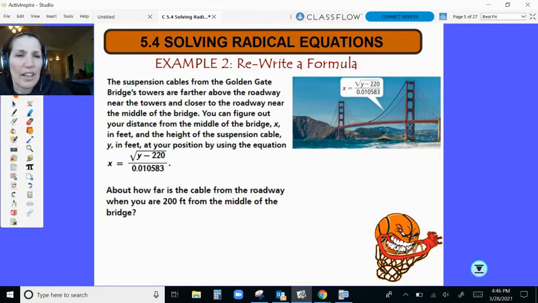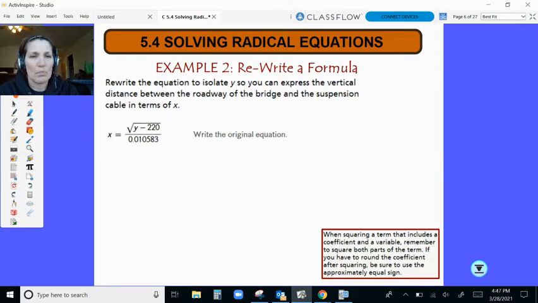Here now we have suspension cables from the Golden Gate Bridge's towers. They are further above the roadway near the towers and closer to the roadway near the middle of the bridge. You can figure out your distance from the middle of the bridge, x, in feet, and the height of the suspension cable, y, at your position by using the equation right here. About how far is the cable from the roadway when you're 200 feet from the middle of the bridge? So this represents my x, 200 feet from the middle of the bridge. We're going to plug that in.